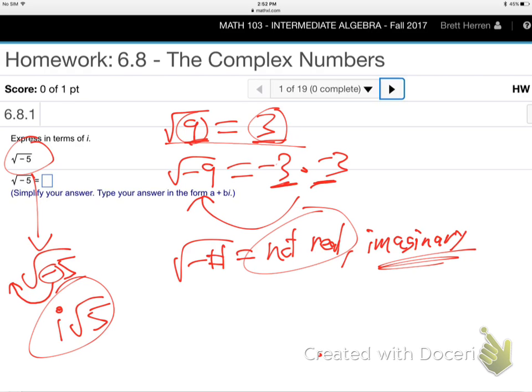Yeah, what happened to math is real and all that kind of stuff? We'll talk about it. It's easy. The negative i.